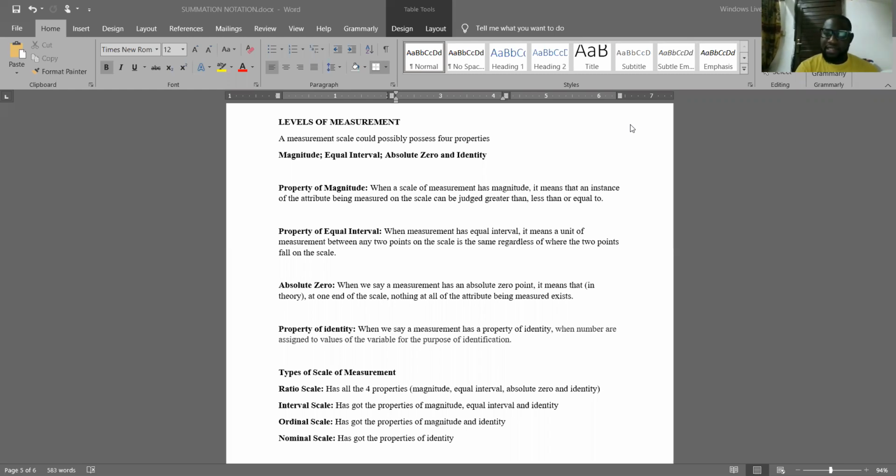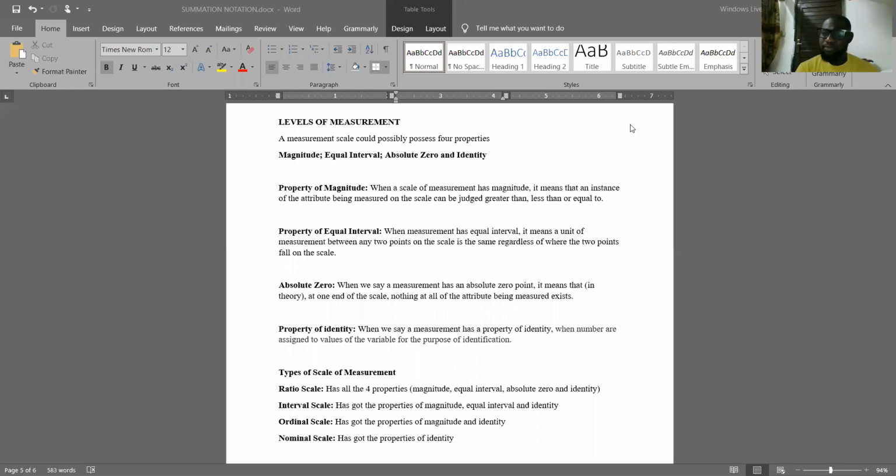So basically today our discussion will center on levels of measurement. With levels of measurement, we have to know certain properties that a measurement scale could possess. And a measurement scale could at most possess four properties, and we'll be delving into these properties. And these properties are property of magnitude, property of equal interval, property of absolute zero, then property of identity.